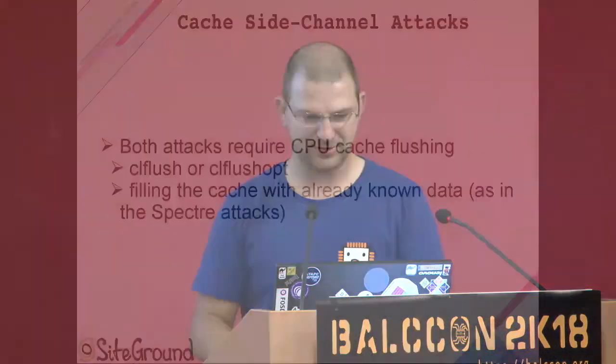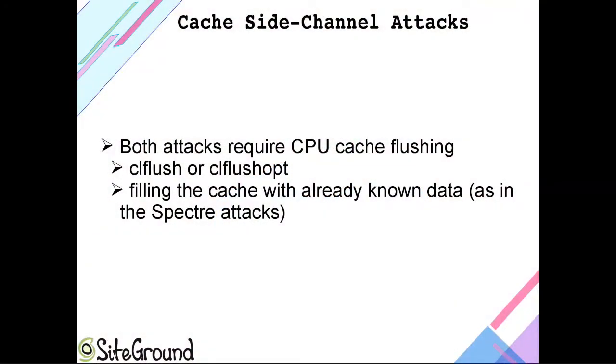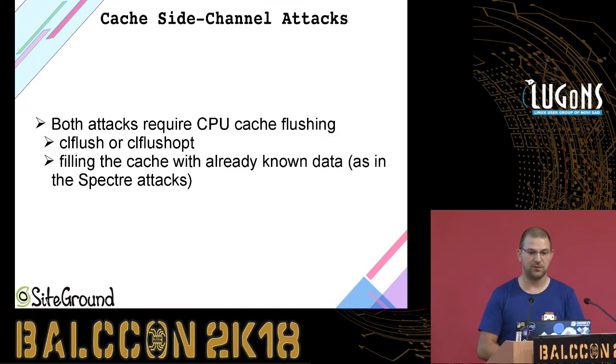So we flush the data, yep, flushed again. So both of these attacks required CPU flushing. But flushing the cache is an instruction that you can actually check how many times it's executed. And you currently have two flush instructions, CLFLUSH and CLFLUSHOPT.